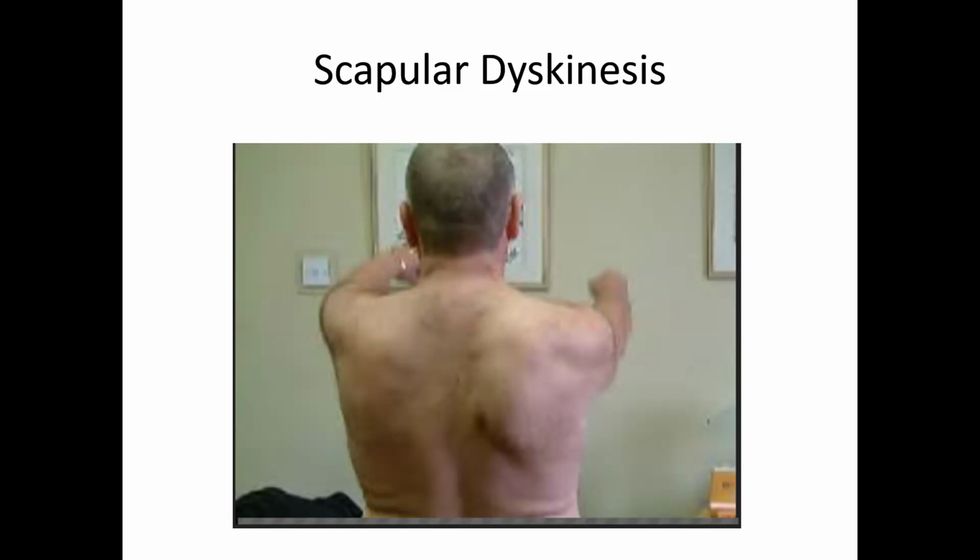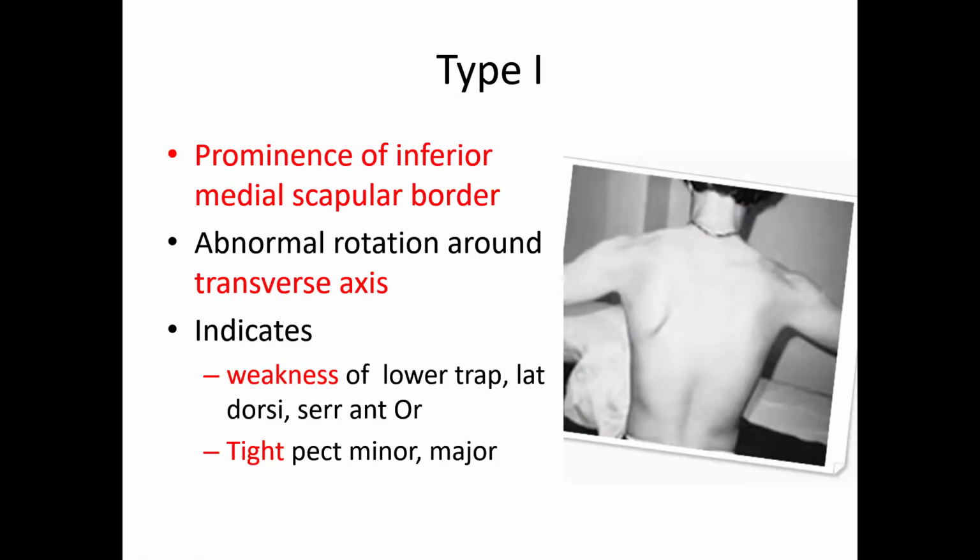We can see here on the right side there is some winging of the scapula. As you can see, this shoulder is at normal height, but the other shoulder is at a lower level than the opposite. So again, this is another characteristic of scapular dyskinesia.